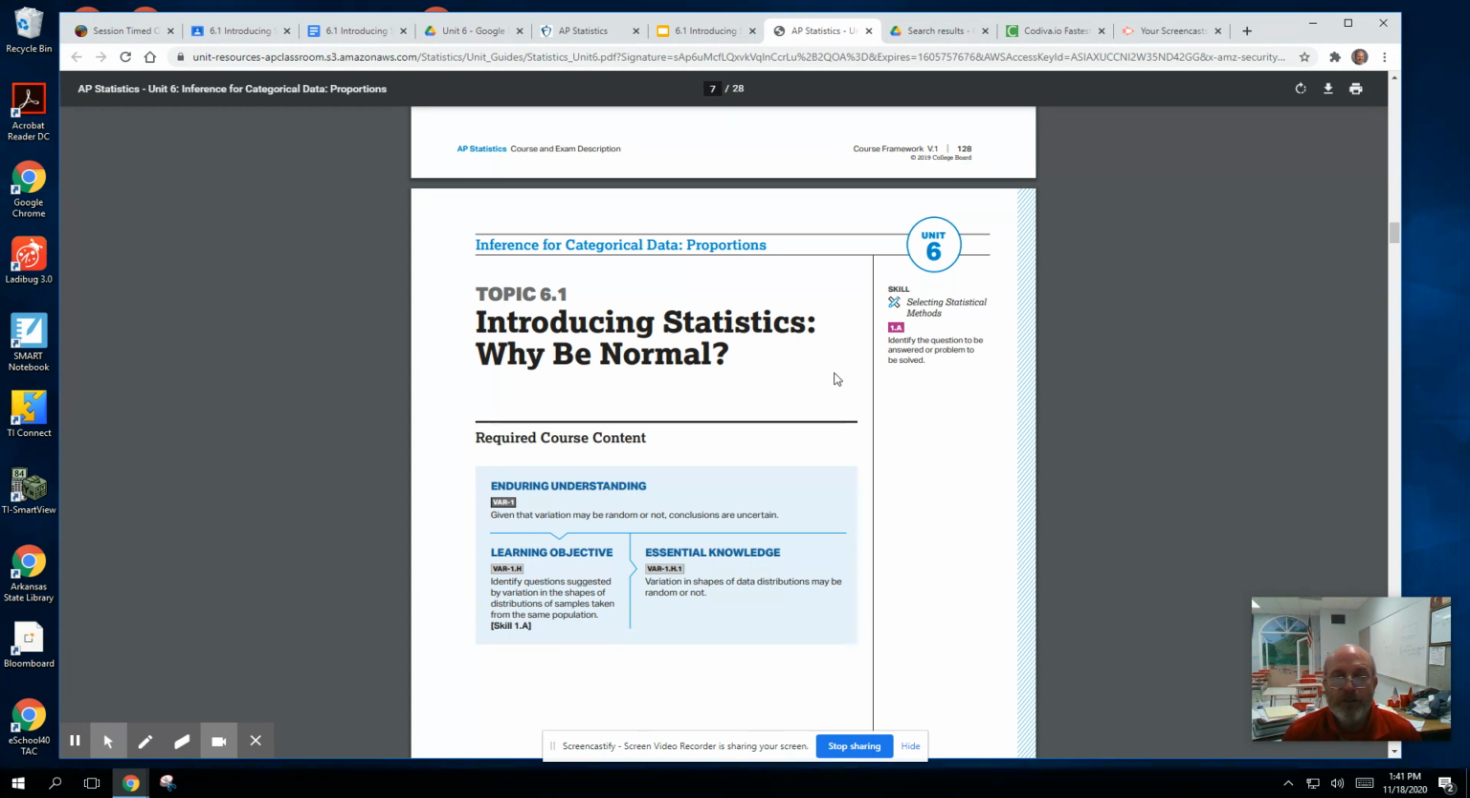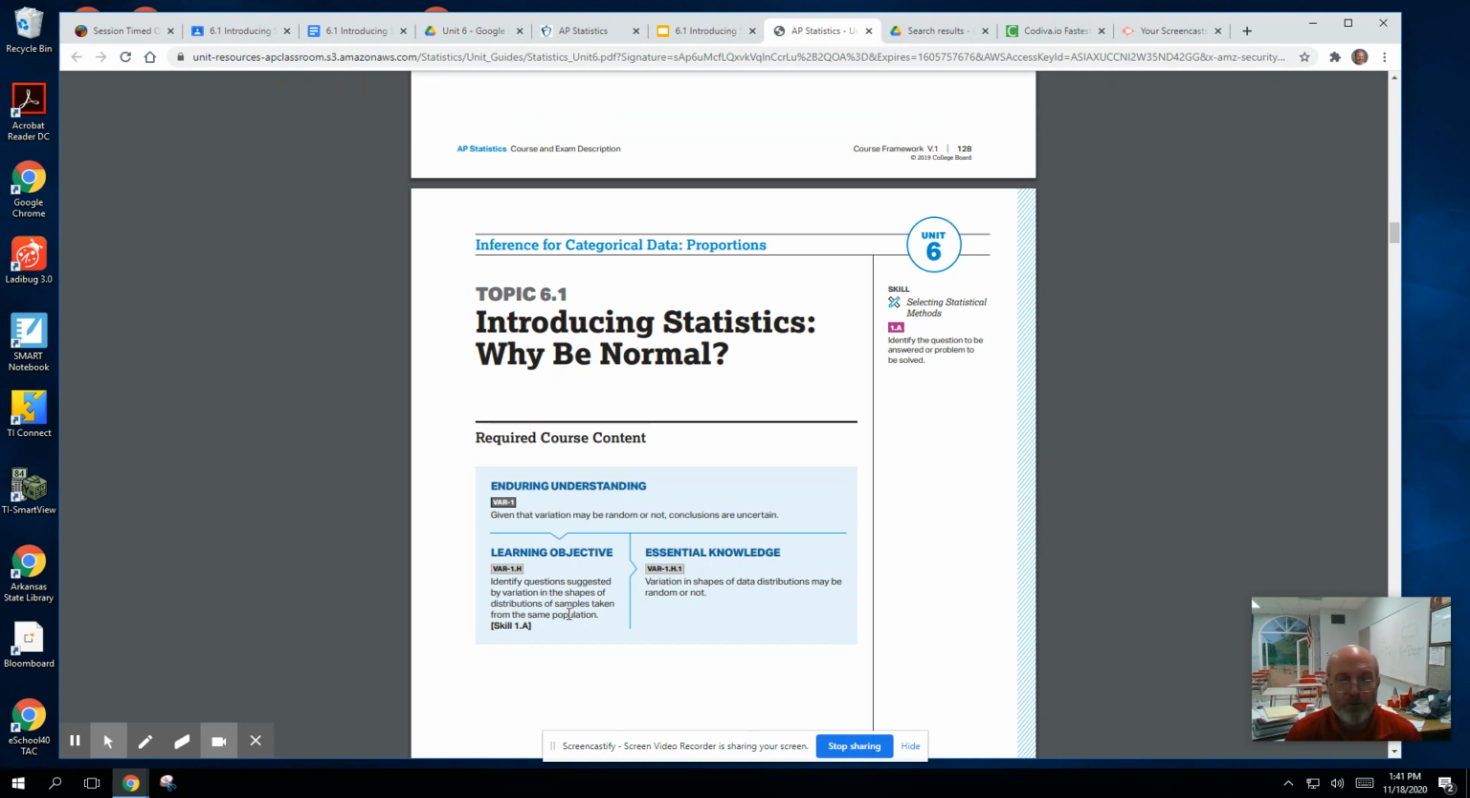If we look at that, we are looking to identify questions suggested by variation in the shapes of distributions of samples taken from the same population. That means basically we're going to use the sampling distribution, the distribution of samples taken from the population, to draw inferences about a population parameter. We know that variation can be random or not, and that our conclusions are uncertain.